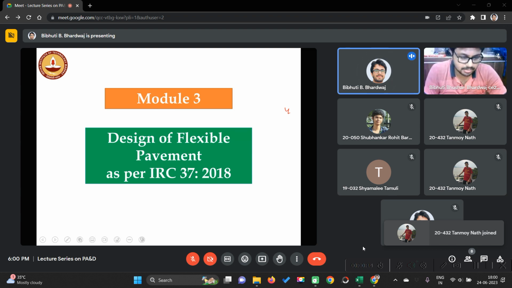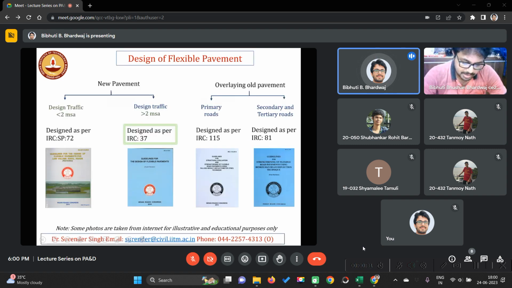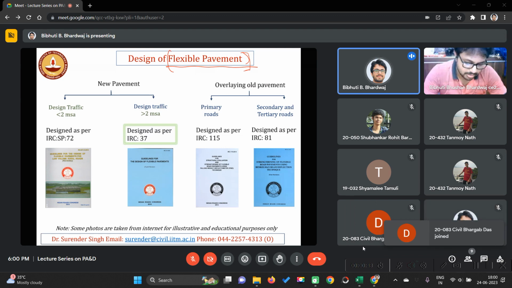So in our last class, we discussed designing of concrete pavement. Today we'll discuss flexible pavement design as per the latest code, which is IRC 37 2018. In flexible pavement design, you should know that whenever you are designing a new pavement, those kinds of projects are called greenfield projects.